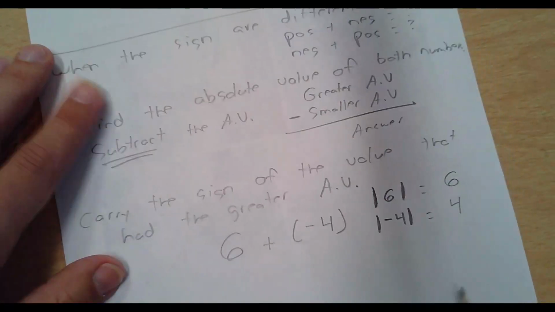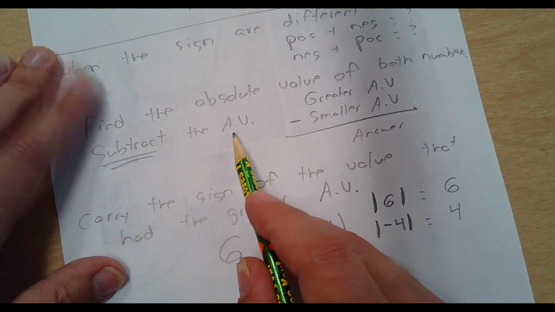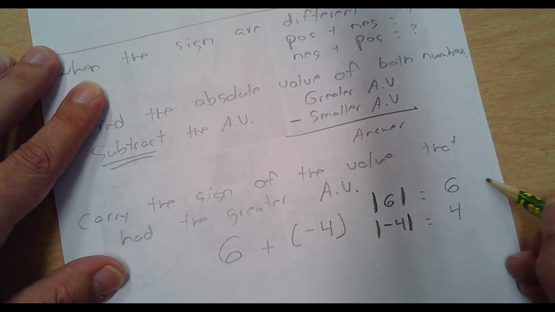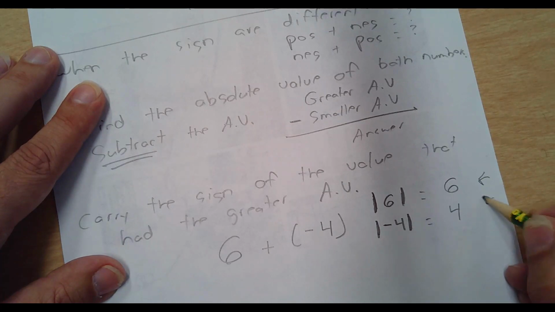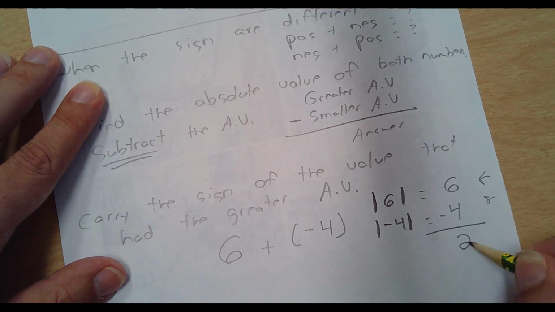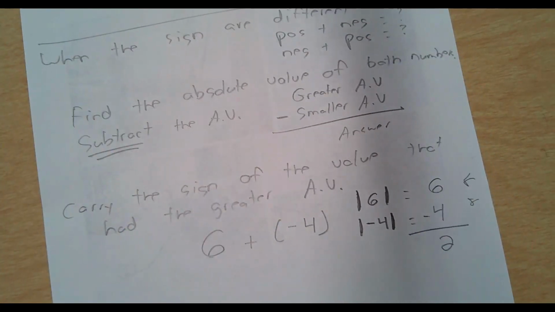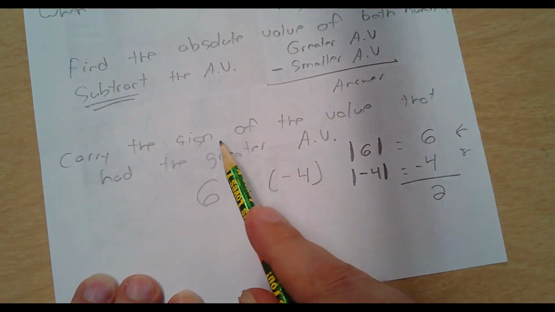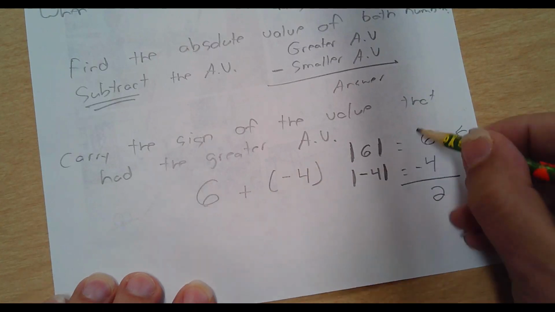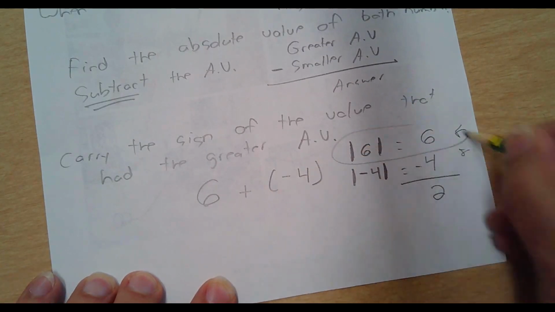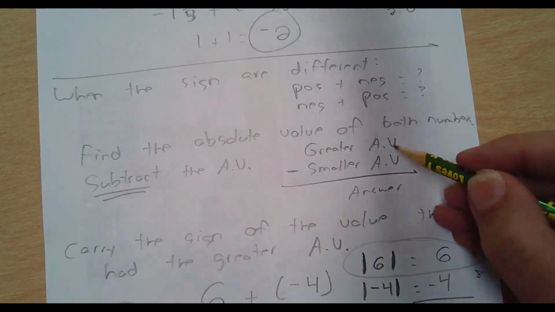Boom, there it is. Next, subtract. So the greater absolute value is this one. 6 is greater than 4, right? There's my smaller. So I subtract. I'll end up with a positive number, of course, which is 2 in this case here, positive 2. And now we're almost done. Now we have the last step here. Carry the sign of the value that had the greater absolute value. It's always going to be the number that you did on top. Always, because the greater goes on top.